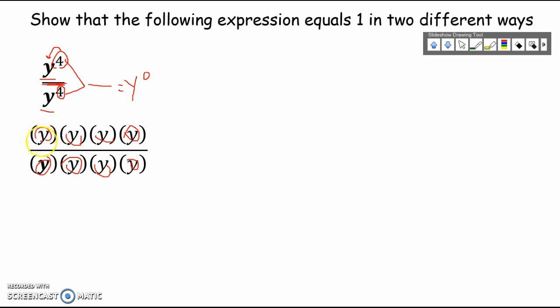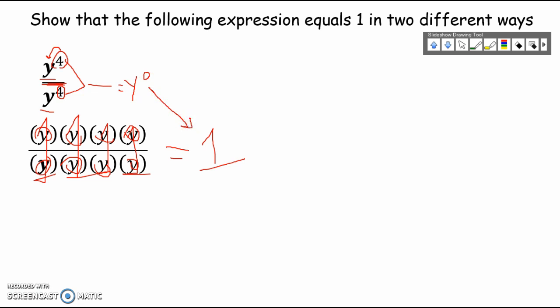So if y is being divided by y, that's just a fancy form of 1. Here's another one. Y divided by y, fancy form of 1. So really this is just 1 times 1 times 1 times 1, or my value of, oh boy, 1. So wait, we just proved that this y to the 0 power is really equal to 1 if I write it out in expanded form.